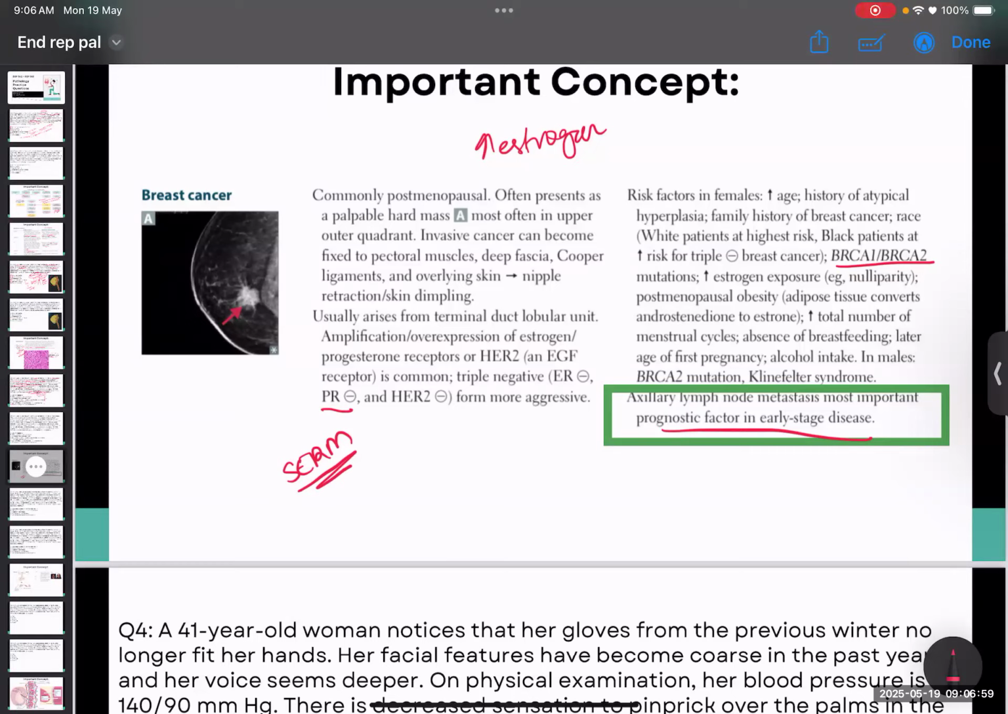And the way you can tell the breast cancer is now starting to invade the breast tissue, and it's no longer carcinoma in situ, is that it's going to start invading the Cooper's ligaments and the pectoral fascia. And then when it does that, the skin gets pulled up and the nipple gets retracted. So it usually presents with skin dimpling and nipple retraction.